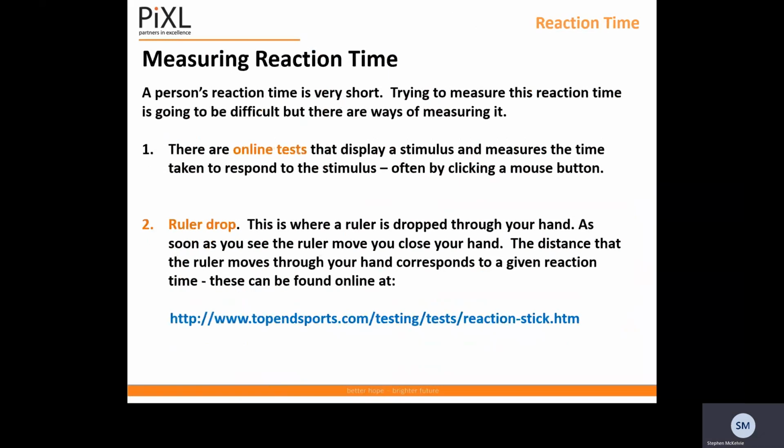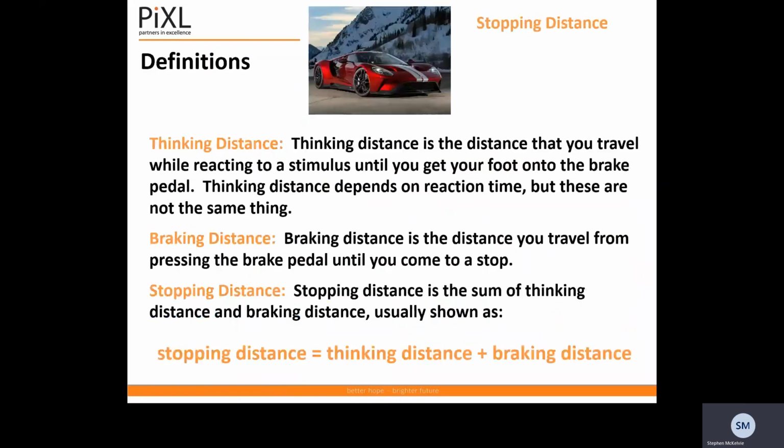I have some definitions. Thinking distance is the distance that you travel while reacting to a stimulus until you get your foot onto the brake. Thinking distance depends on reaction time, but these are not the same thing. Why are they not the same? Because you can have a very fast reaction time but be very stupid, or you could be very clever with a very slow reaction time. You could have seen it and dropped your phone while texting or whatever, and that's going to impact the thinking distance as well.